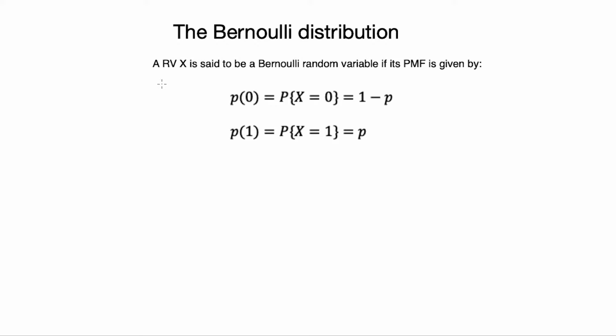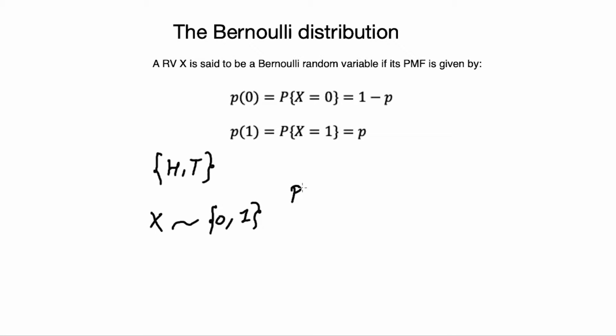We say that a discrete random variable X is a Bernoulli random variable if its PMF is defined by p of 0 equals 1 minus p and p of 1 equals p, where p is the value of the probability. For example, if we flip a coin, we will get the results head and tail, and we can define the random variable X that takes 0 if it is a head and 1 if the result is a tail.